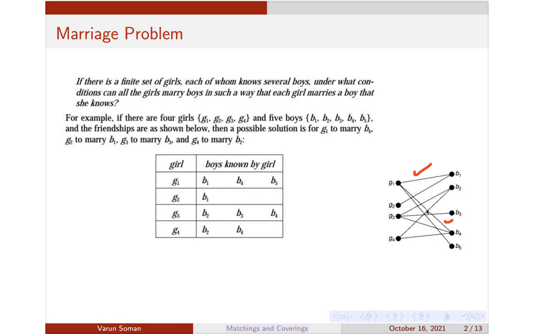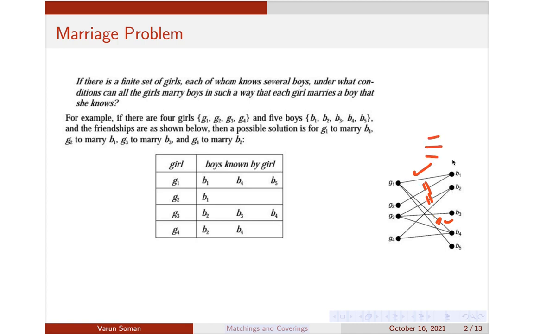Out of this you have to select a matching. How will you select? Suppose G2 is going to marry B1, so I'll select this edge. Suppose G1 is going to marry B4, I'll select this. Suppose G3 is going to marry B2, I'll select this. G4 I can't assign here, but I'll take these three edges: the edge between G2 and B1, the edge between G3 and B2, and the edge between G1 and B4.